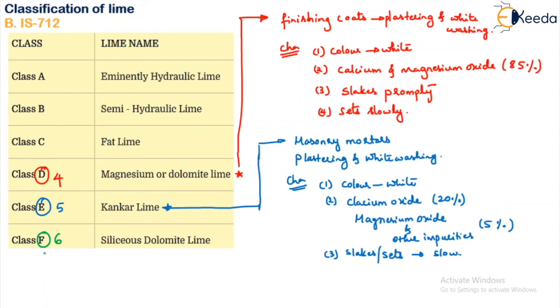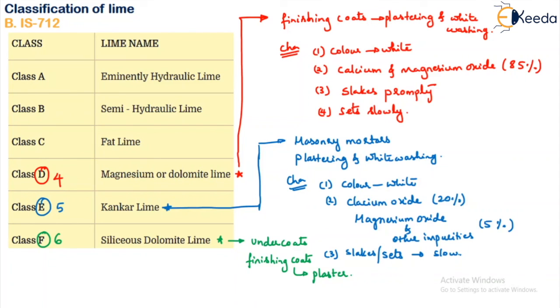So the class F or the sixth one is siliceous dolomite lime. So this generally is used for the undercoats and finishing coats of plasters and all. Okay. So these are the 6 classes from class A to class F according to the IS 712.